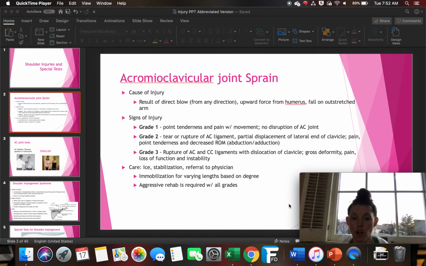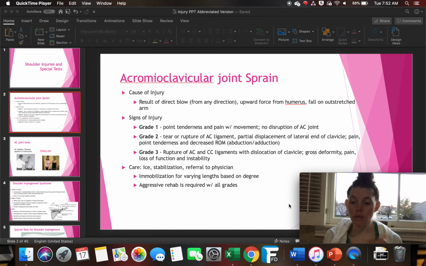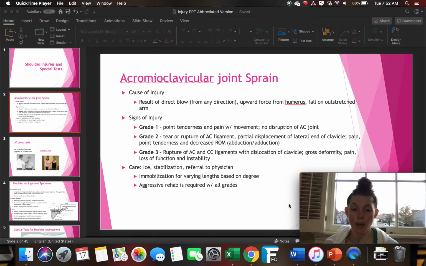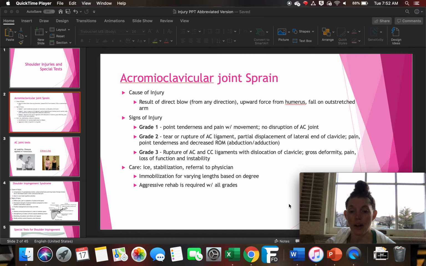All right, so an acromioclavicular joint sprain. So remember, this is the joint between the acromion process and the clavicle. So like right here is where it is. And usually this happens because someone gets hit or they fall on an outstretched arm. So you're going to see a theme here about that, falling on an outstretched arm.